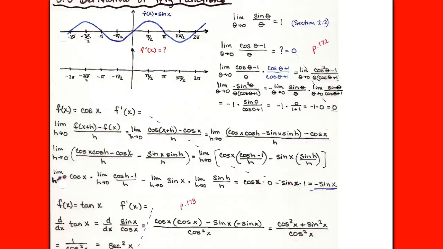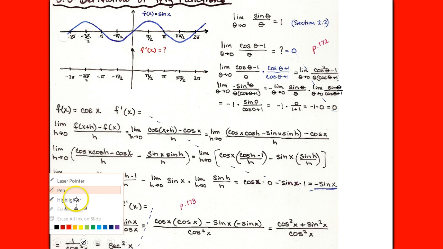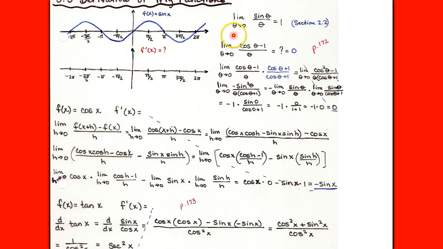Page 170, section 3.5 is derivatives of trig functions. All right. To begin with, I need to remind you of a limit that we learned back in section 2.2, and then also prove to you another limit that we're going to pick up in this section on page 172. Back in section 2.2, we talked about a trig limit: the limit as theta approaches 0 of sine theta over theta is equal to 1. We're going to use that here in this lesson.